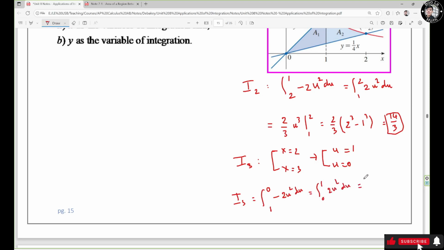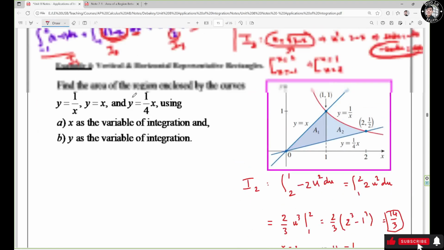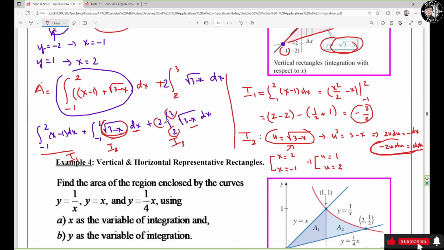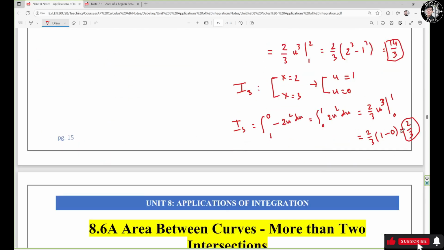And then it's going to be 2 over 3 u cubed evaluated from 0 to 1. Alright, so it could be 2 over 3 times 1 minus 0. It's going to be 2 over 3. Now, for I3, you need to be careful. You must multiply by 2 right here. So this becomes 4 over 3, right?